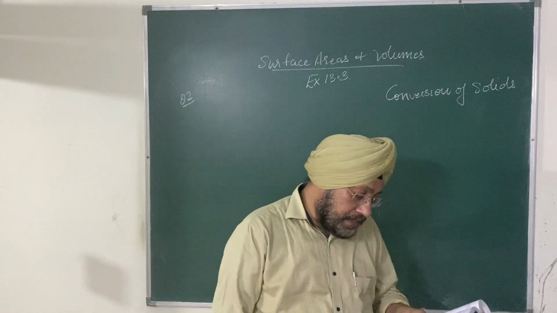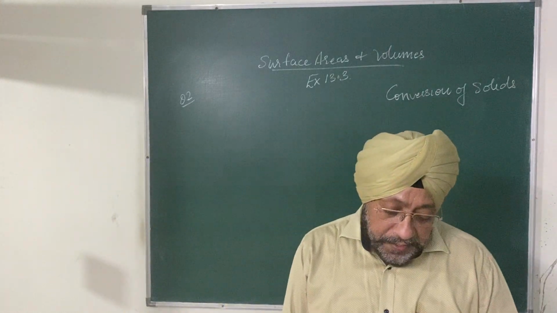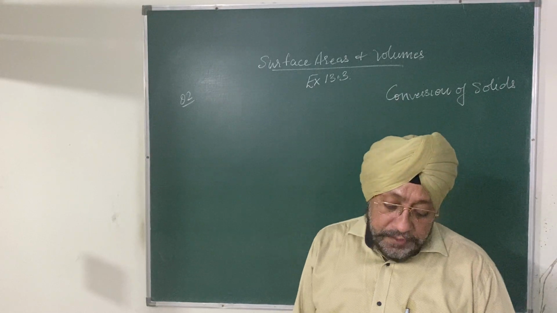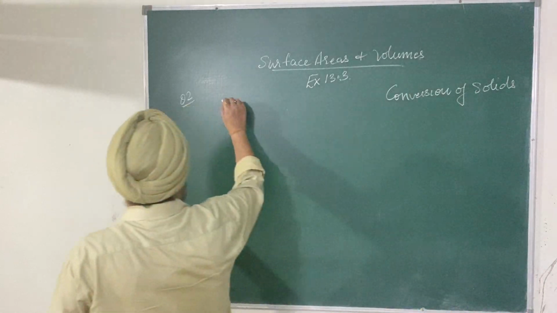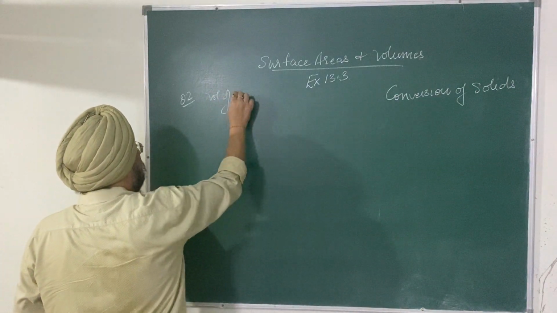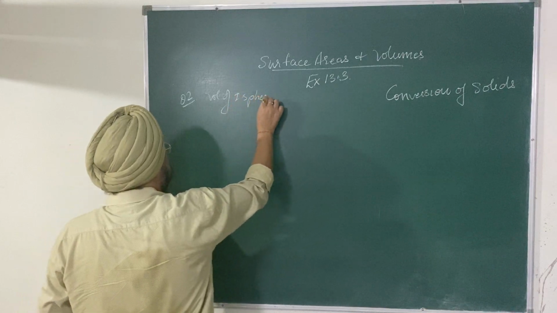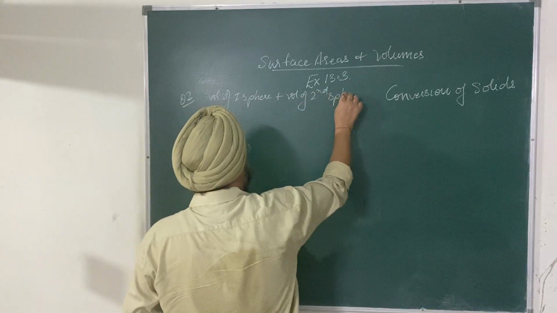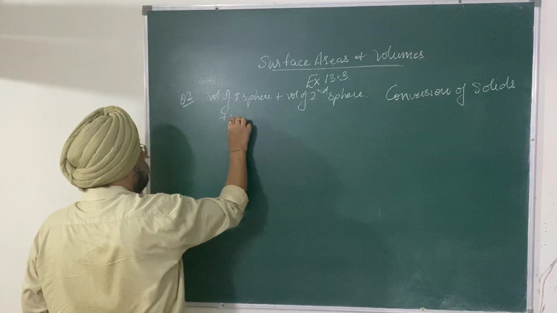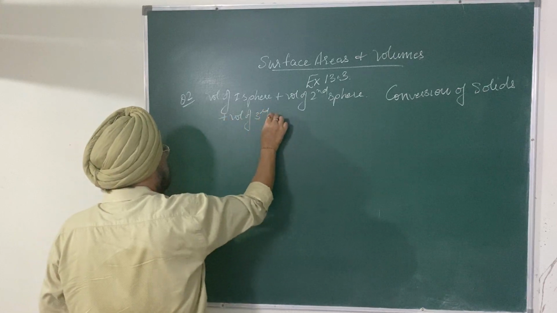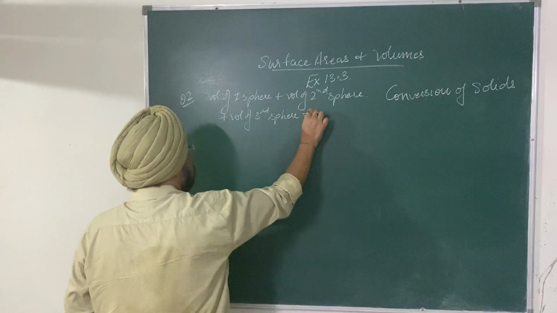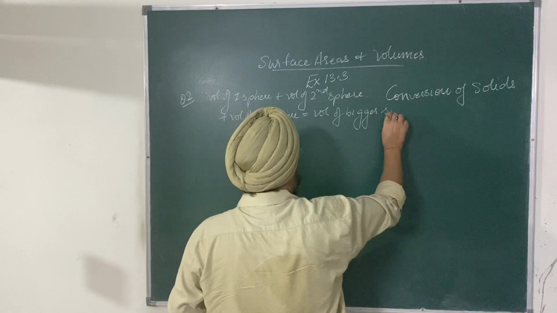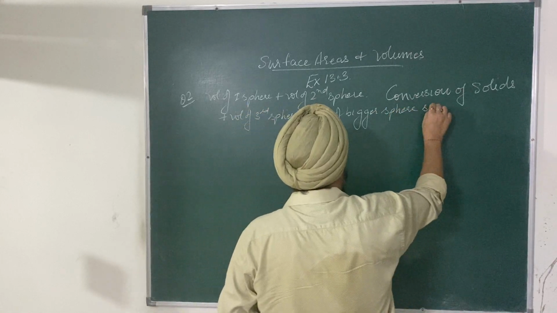Metallic spheres of radius 6 cm, 8 cm and 10 cm respectively are melted to form a single solid sphere. Find the radius of the resulting sphere. So according to the condition, the volume of the first sphere plus the volume of the second sphere plus the volume of the third sphere is equal to the volume of the bigger sphere so obtained.